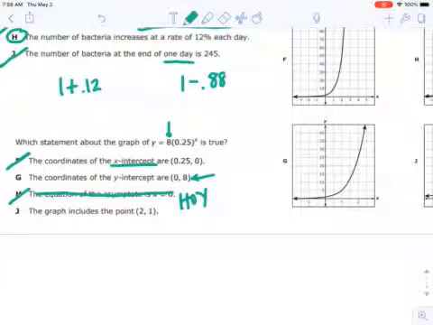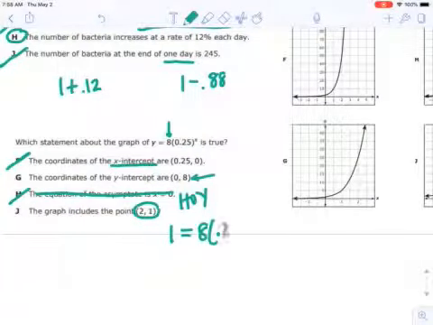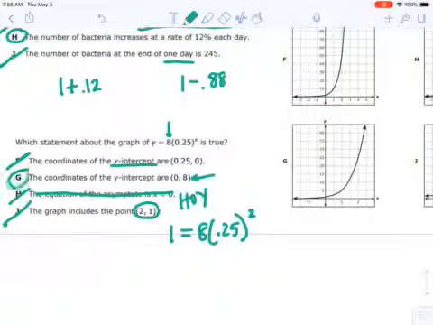And then the graph includes the point 2, 1. You can either plug in this point, right? 1 is the y, and 2 is the exponent, and test it out, or you could put it in your calculator and look at the graph. Either way, J is not my answer. G is what we're looking for there.